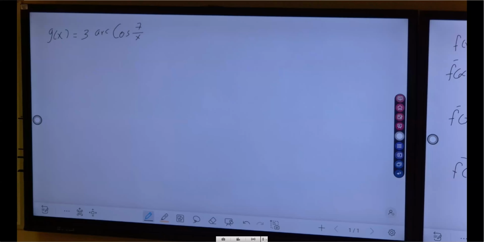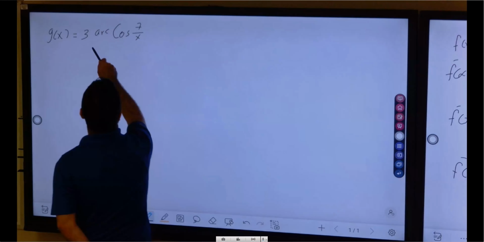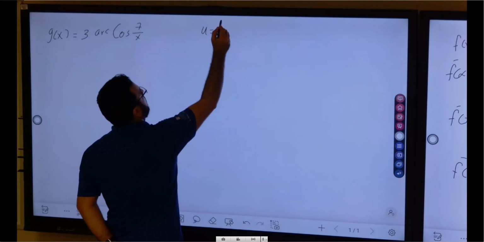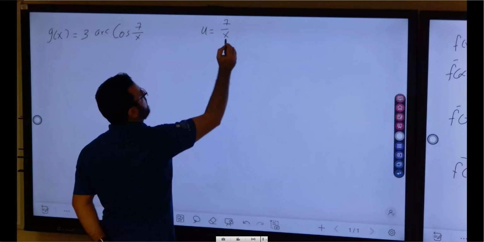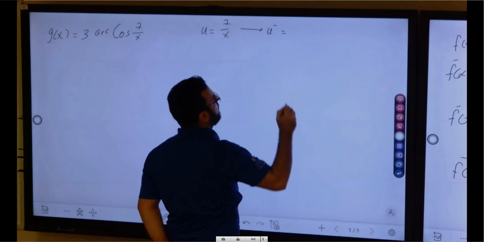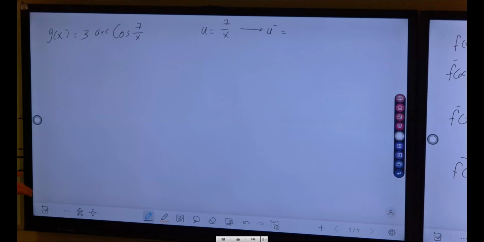Why chain rule? Leave the 3 now. Look, we have 7 over x. That means u prime is what? It's 7 over x.